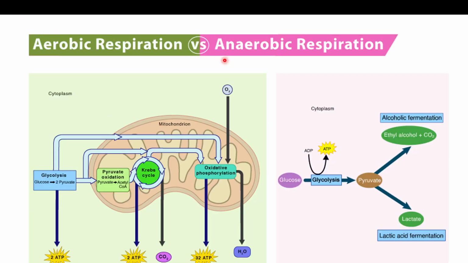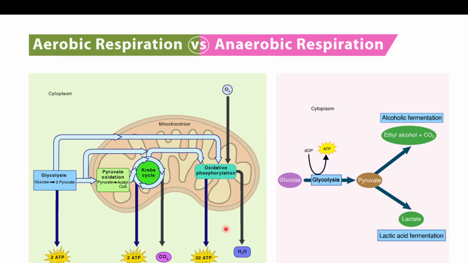So this is aerobic respiration versus anaerobic respiration. Aerobic respiration: this part, glycolysis, net gain of 2 ATP, enters the TCA cycle, gives off CO2, again 2 ATP, and finally oxidative phosphorylation, 32 ATP here. So also the FADH2 and NADH given off in the glycolytic pathway and Krebs cycle.